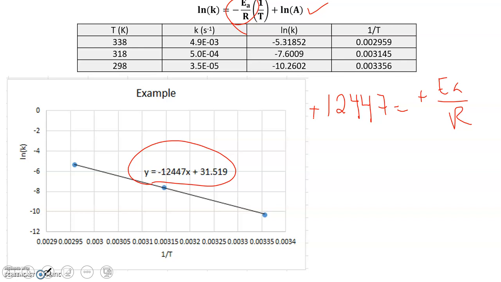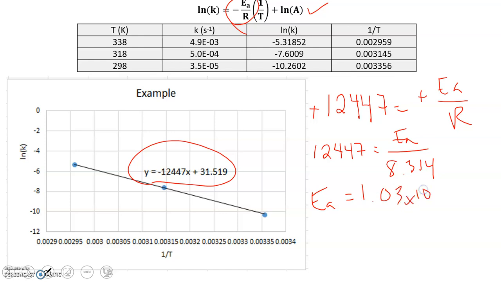And so then if I take this new equation and plug in my value for R, 12,447 is equal to the activation energy over 8.314. Multiply those two numbers together, and you are going to get that the activation energy for this particular reaction is 1.03 times 10 to the fifth, I believe, joules per mole. And that is how you can use the equation of a line when you graph the natural log of k versus 1 over T to get the activation energy for a particular reaction.